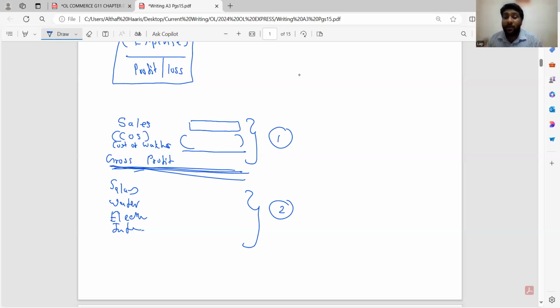So now we are not going to learn the second part. Now we are going to learn only the first part. First part එක විතරයි අපි ඉගෙන ගන්න. Okay.